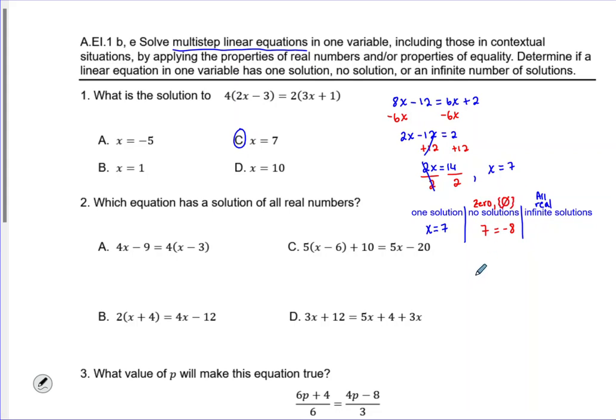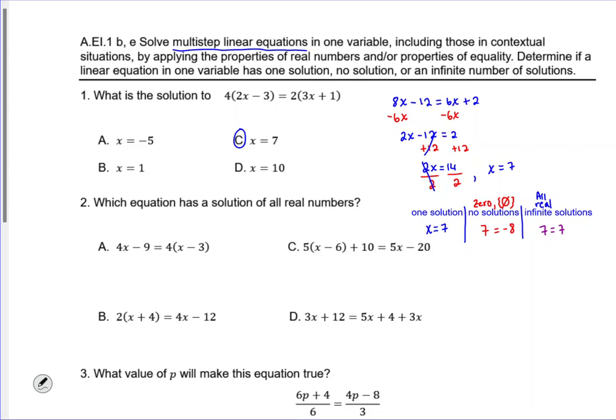Okay? And then finally, when you have all real numbers or infinitely many solutions, then it will look something like this. You would have the same number on both sides. So when the x's also go away on both sides of the equal sign, and then you end up with the same thing on both sides of the equal sign. Okay? I do want to mention something else.